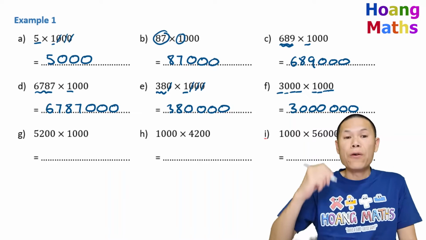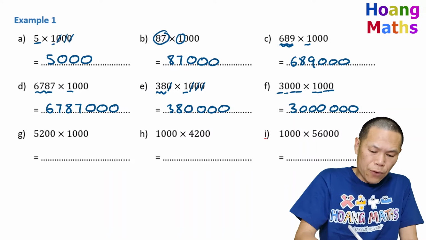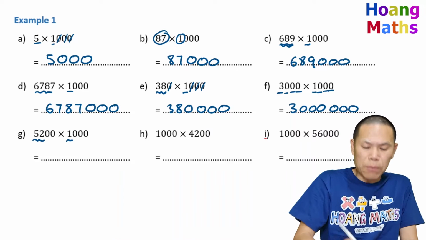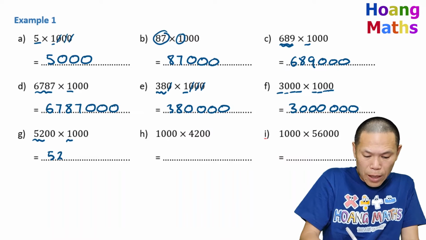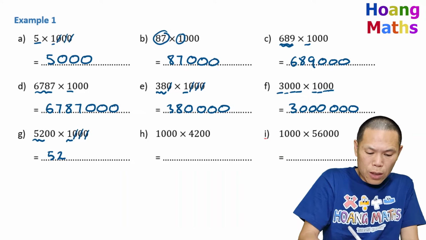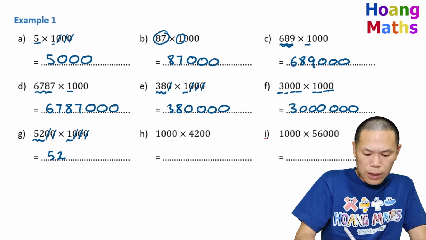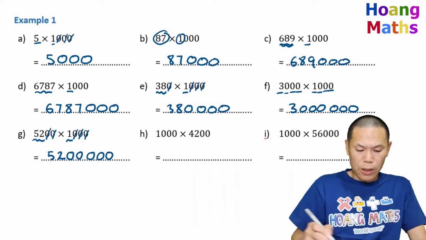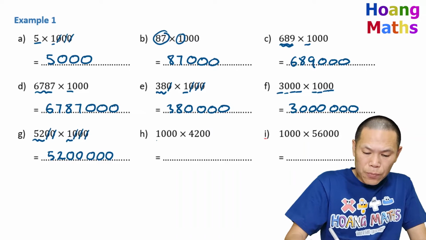Part G. So we have 5,200 times 1,000. So we have 52 times 1, so that will give me 52. And then we have 1, 2, 3, 4, 5 zeros. So we have 5 zeros. So we just need to write this down. So there you go.